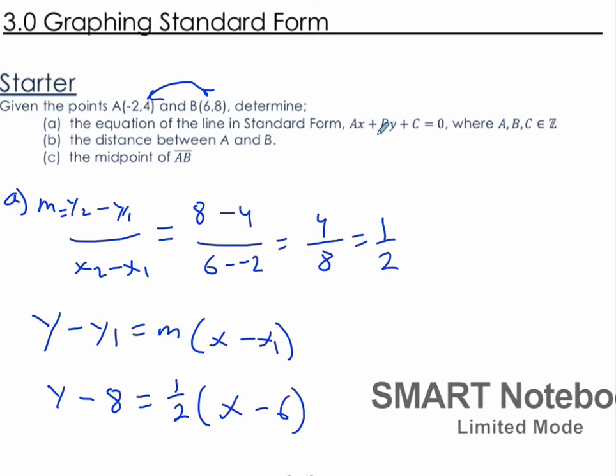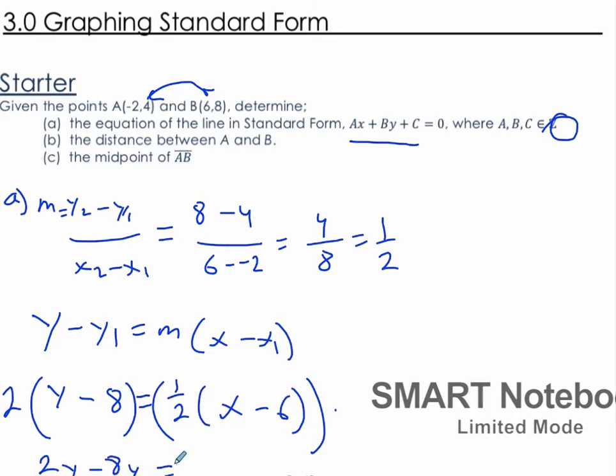We want this form, standard form. Notice that we got everything on one side and 0 on the other side. We have to have integers, so I'm going to actually multiply everything by 2. Okay, we'll multiply both sides of the equation by 2. And then we get 2y minus 8y equals, well, the 2.5 cancels, so we have x minus 8.